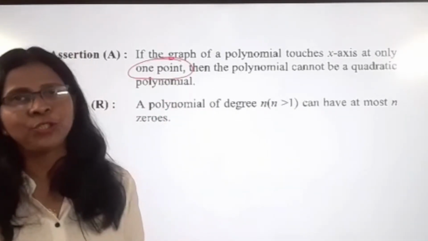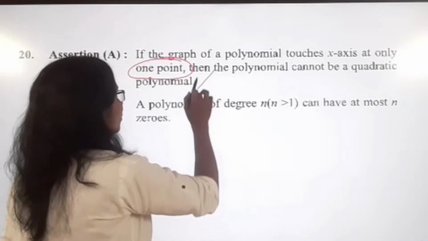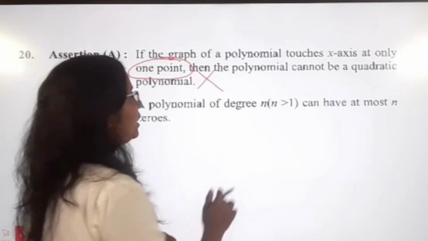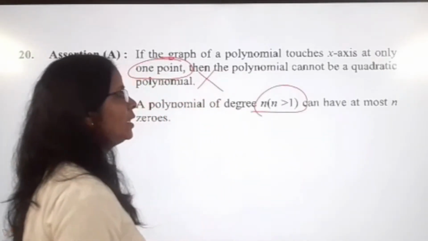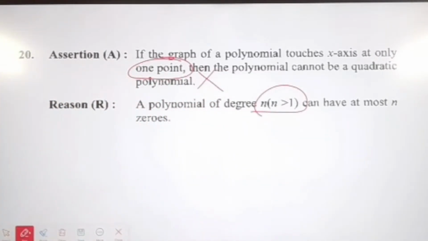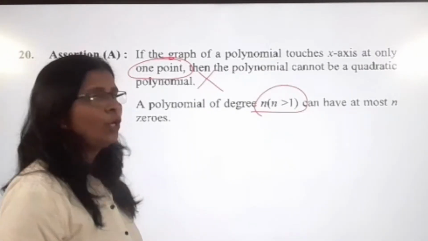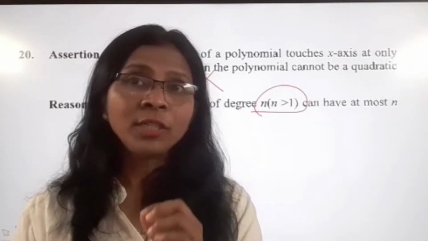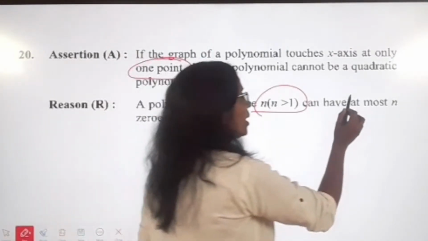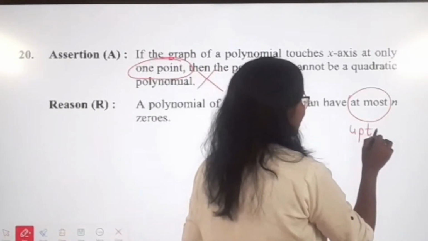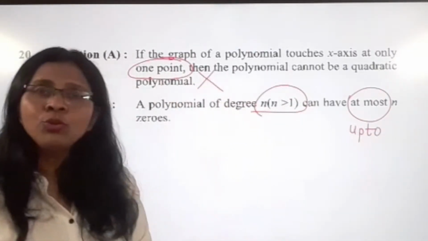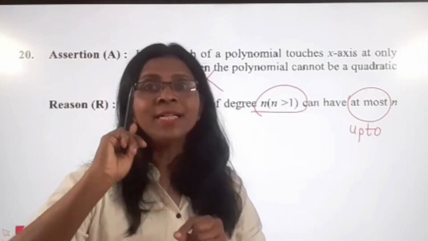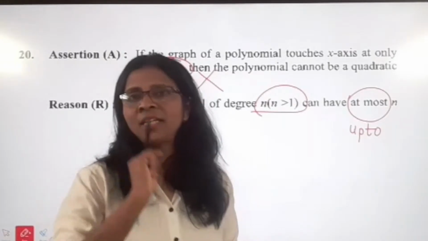So here, students, the assertion is wrong. Okay. But what about the reason? The reason is that a polynomial of degree n, where n is greater than 1, can have at most n zeros. What is the meaning of at most? The words at most mean up to n, that means up to and equal to n. The highest range will be n.